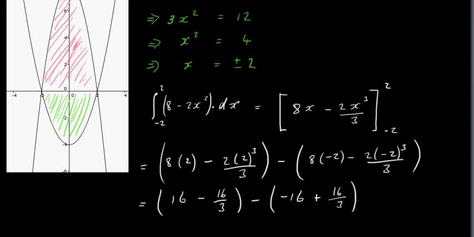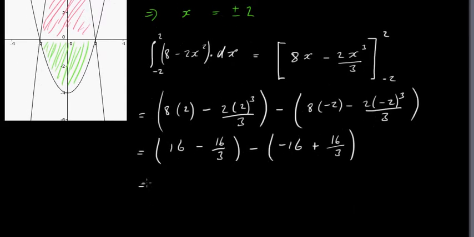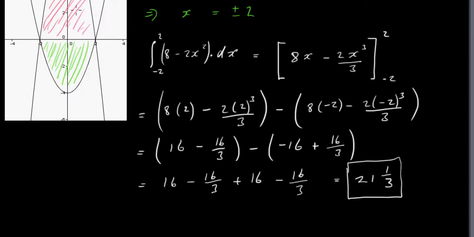Okay. So let's continue this on then. Actually, I'll just take away these brackets completely at this stage. So I end up with 16 minus 16 over 3 plus 16, and then minus plus is minus 16 over 3. When I do all of that, I should end up with 21 and a third. If my mental arithmetic is correct, that should be right. So that's my first area. This is my first area here, the purple area here.